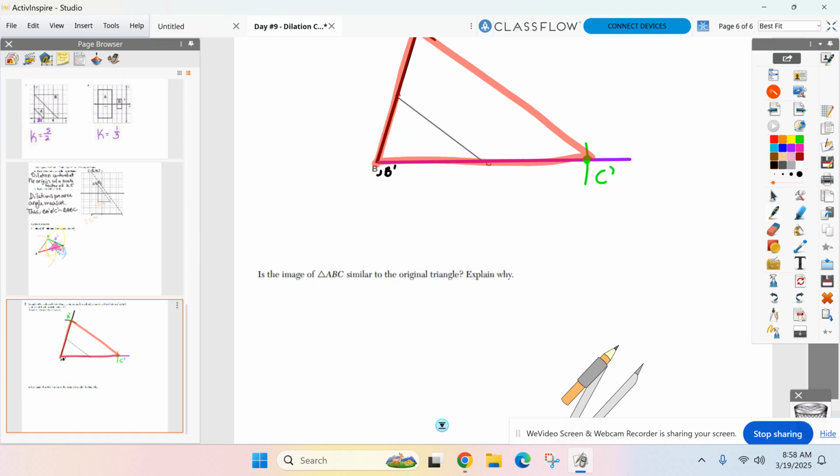And finally, are these two triangles similar? Yes, they are. And why? Jesse, what did we just perform? A dilation. Dilations. Don't tell me they're rigid motions. That's false. Don't tell me they preserve side length. That's false. We know they preserve angle measure.